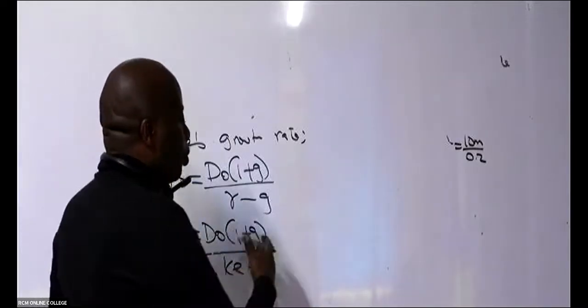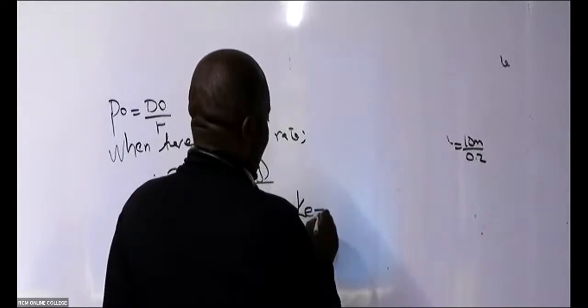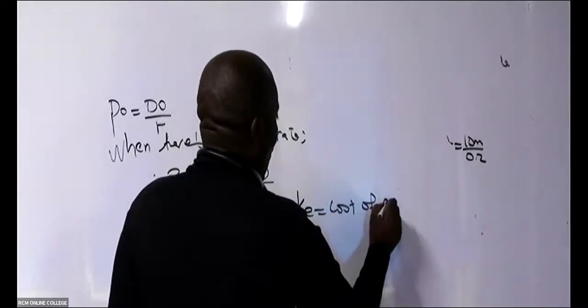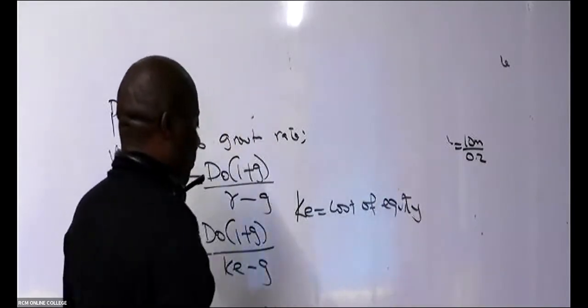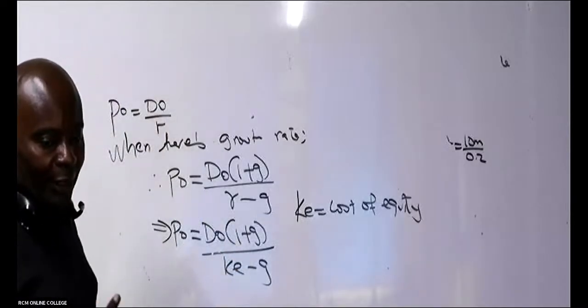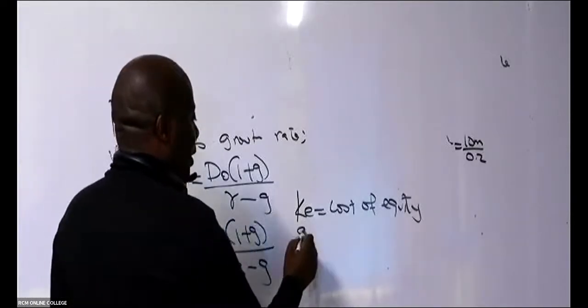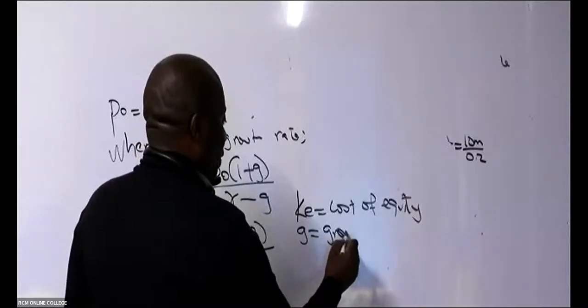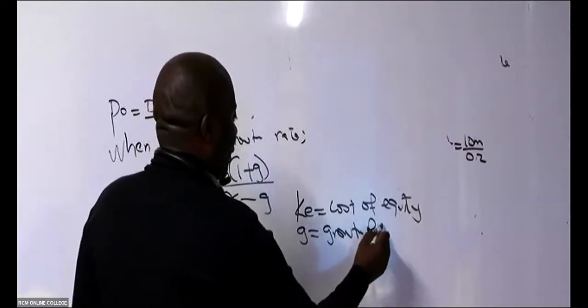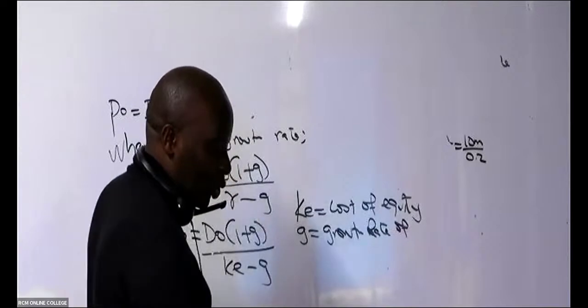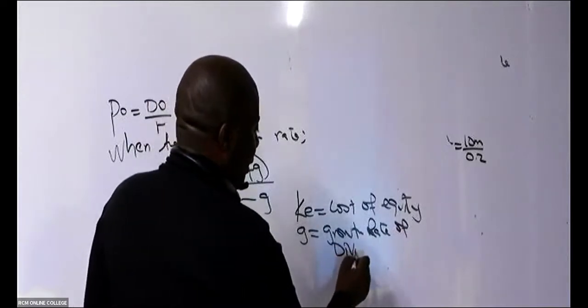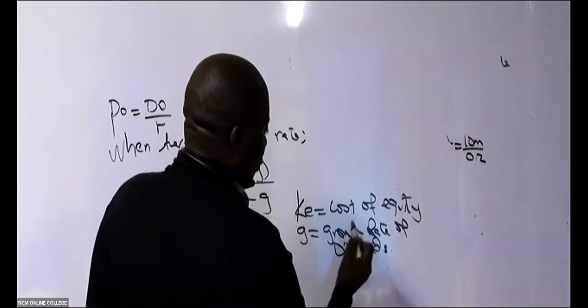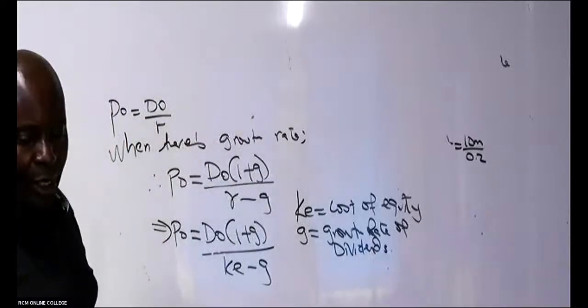KE is cost of equity. KE is cost of equity. And then we have G. G is the growth rate of dividends. Growth rate of dividends.